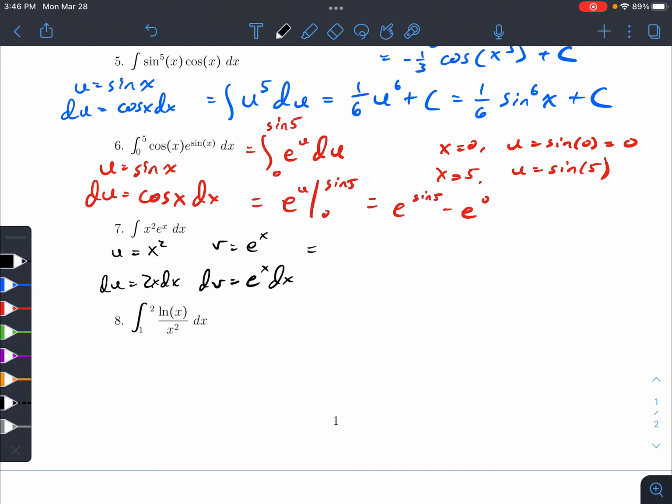All right, so my integral becomes u times v minus the integral of v times du. So 2x e to the x dx. And this right here, we're going to have to do another integration by parts on. Let's give me some space over here. So I'm going to pick u to be 2x, and my dv to be e to the x dx.